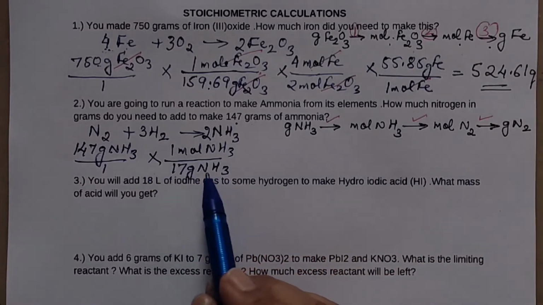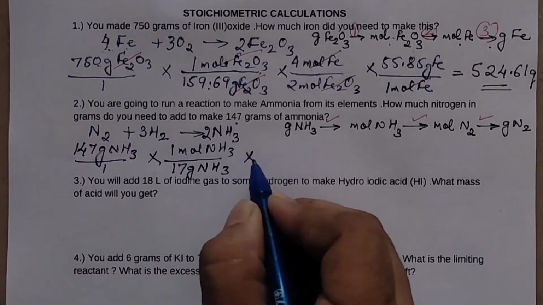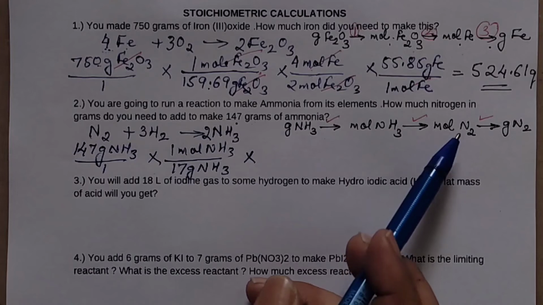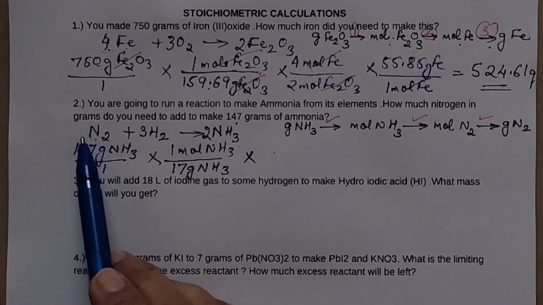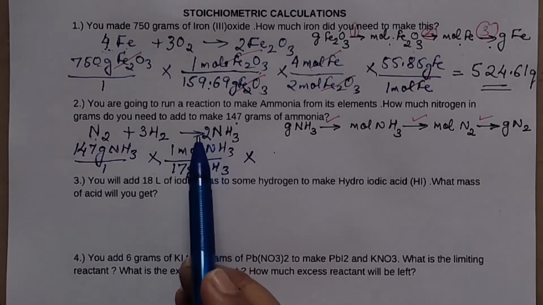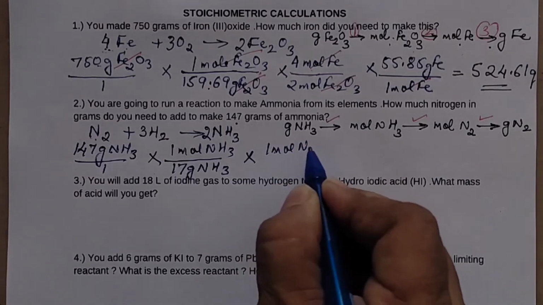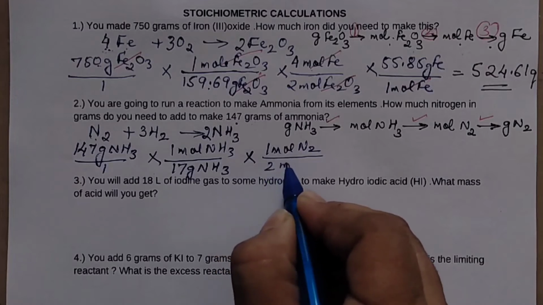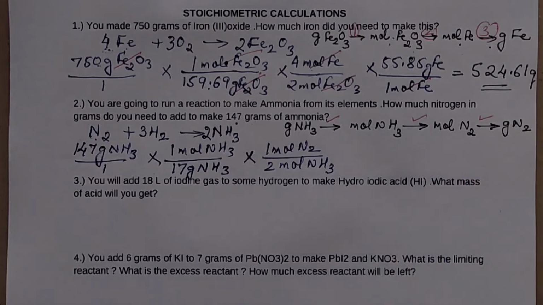Now convert this ammonia moles into nitrogen moles. So we have to compare now moles of nitrogen and ammonia. We are calculating for nitrogen, so nitrogen moles will be in the numerator. This is 1 mole of nitrogen and the coefficient is 2 moles of ammonia. That means we will write 1 mole of nitrogen divided by 2 moles of ammonia. So our second step is done. That is, we have converted the answer in moles of nitrogen.